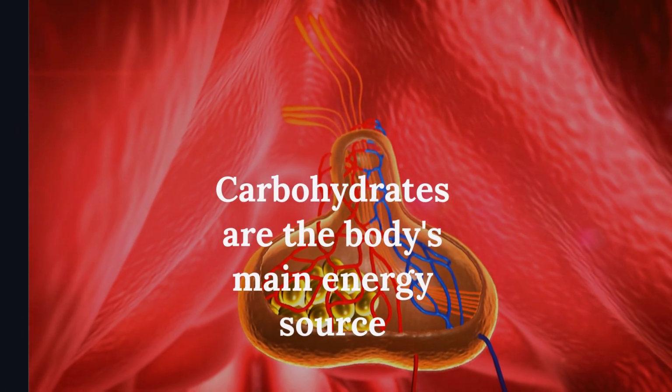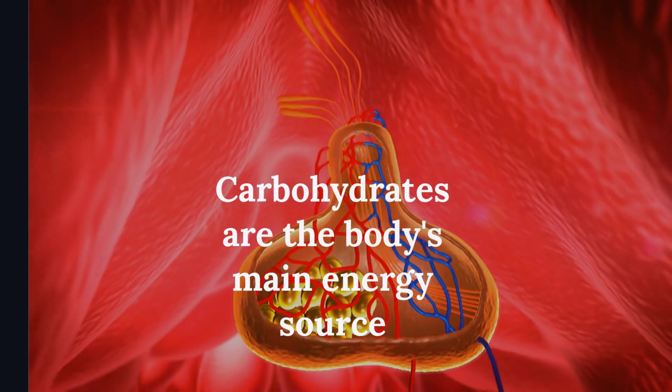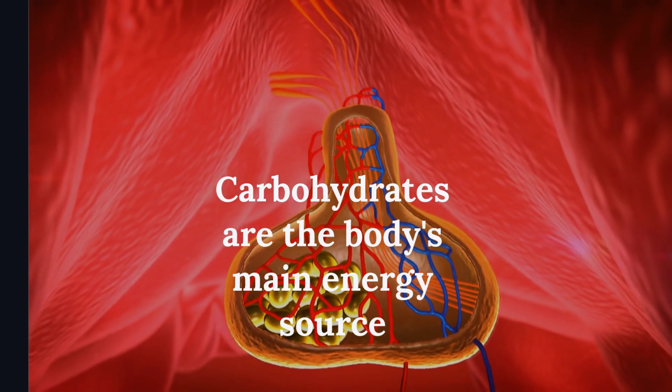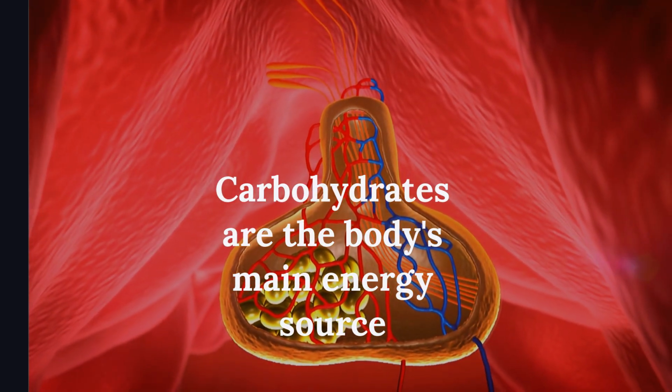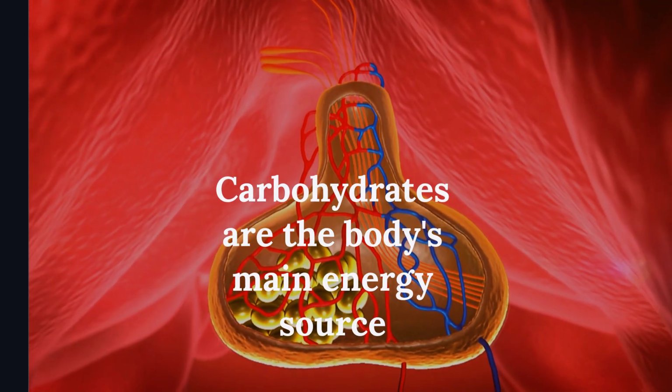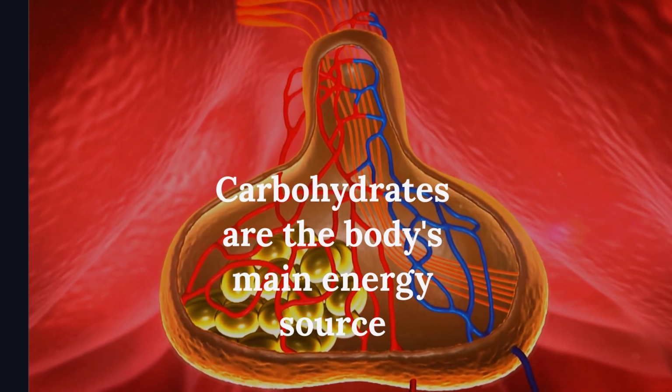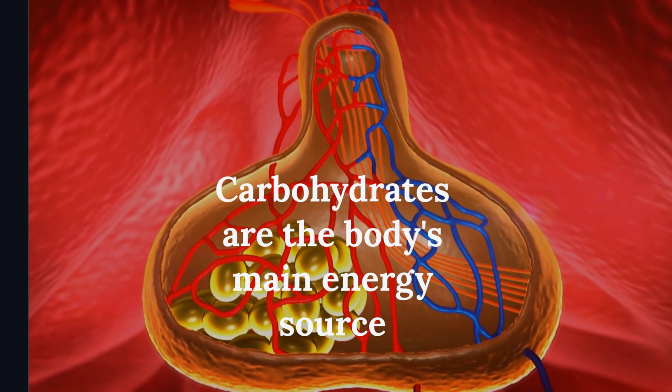Carbohydrates are the body's primary energy source. Glucose is broken down to produce ATP, the cell's energy currency. Polysaccharides also have structural roles. Cellulose strengthens plant cell walls. Glycogen serves as energy storage in animals.